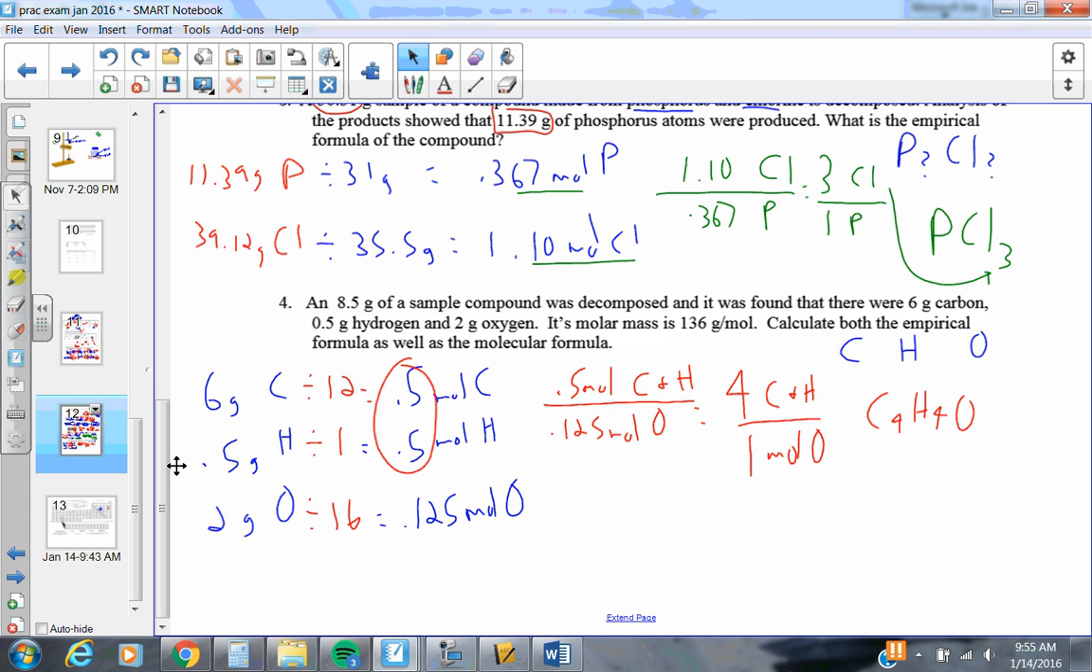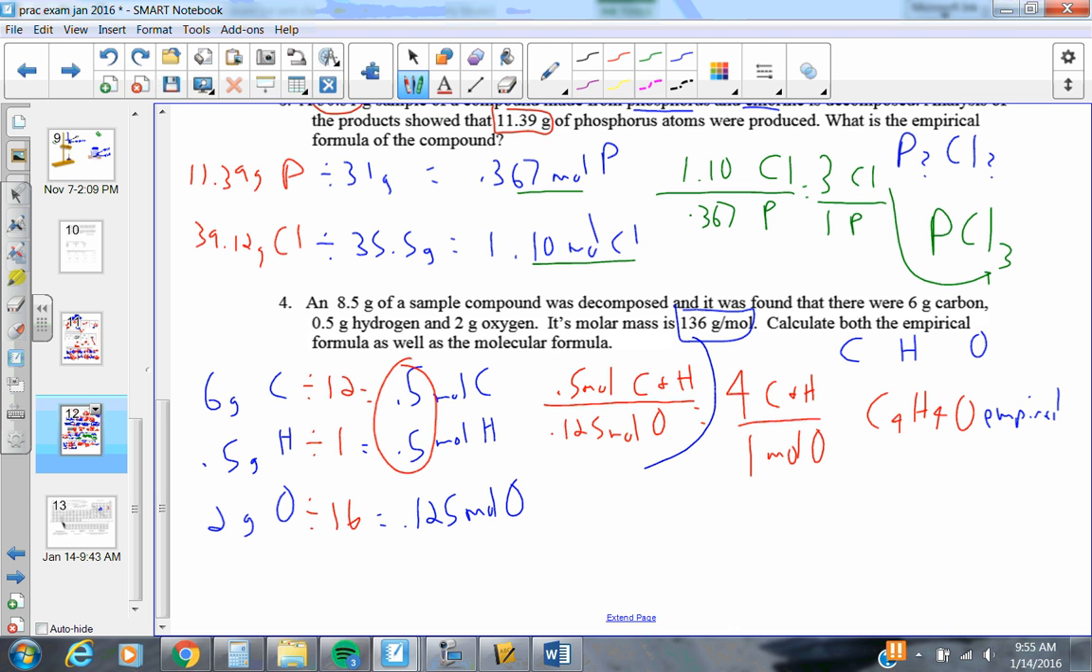That's only the empirical formula. To do the molecular, I've got to use this number. 1 mole of this stuff should weigh 136 grams per mole. What I've got to do is figure out if I did have 4 C's, 4 H's, and an O, how much would that weigh? 4 C's, 12 times 4 is 48 from the periodic table. 4 H's, 4 times 1 is 4, plus an oxygen, that's going to equal 68 grams per mole.